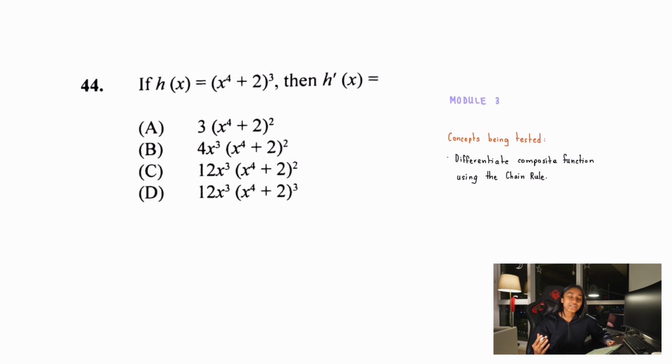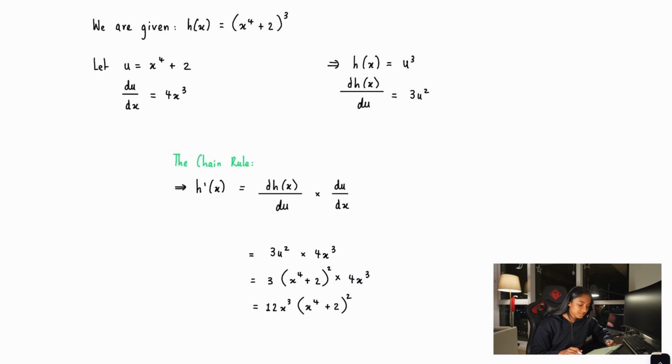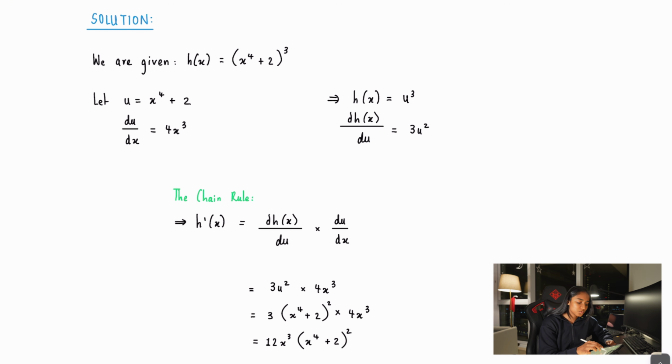Question 44 asks us to differentiate a composite function using the chain rule. If h of x is equal to (x to the power of 4 plus 2) to the power of 3, then what is h prime x? So what is the differential? Let's start by letting u equal to what is inside the bracket. This makes our lives much easier, and then we apply the chain rule.